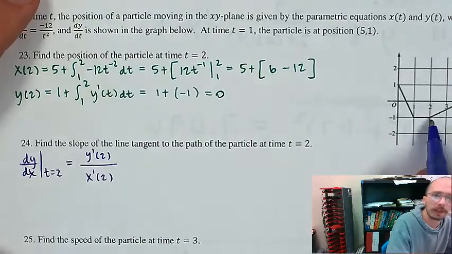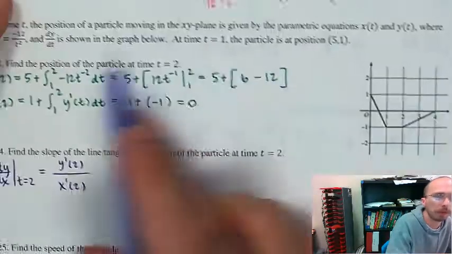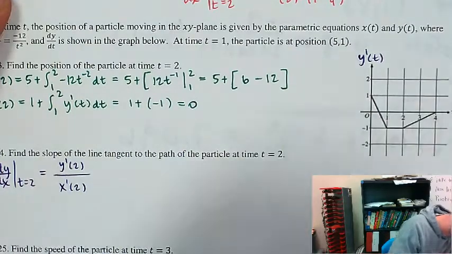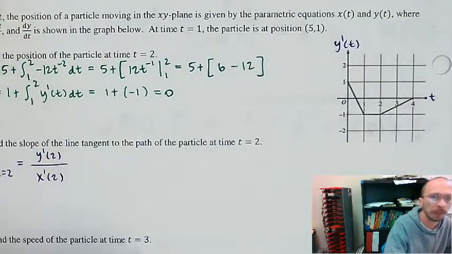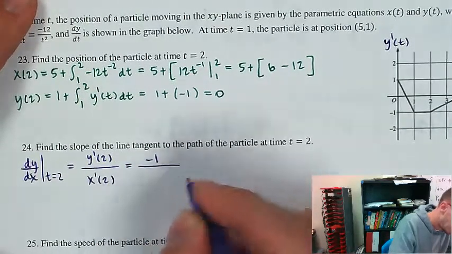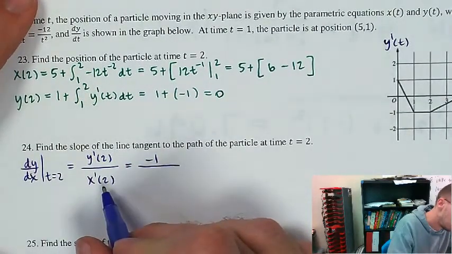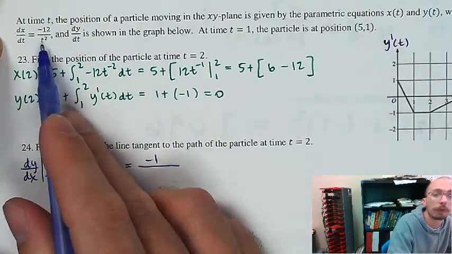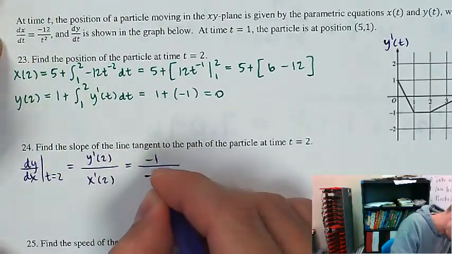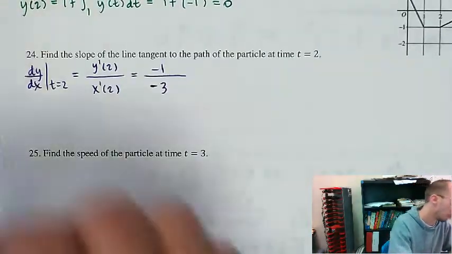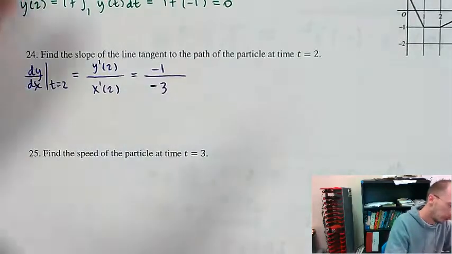We've got y prime of 2, that's negative 1, right? This is the graph of y prime of t. So we might even label that, y prime of t versus t. Okay, y prime of 2 is negative 1. And then x prime of 2, oh, x prime of 2 would be negative 12 over 4, which is negative 3. And that's the slope. Okay, and then find the speed of the particle at time t equals 3.